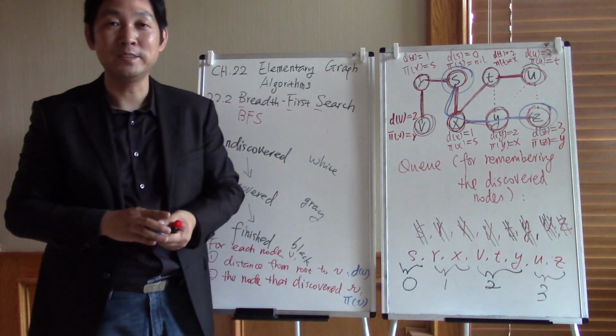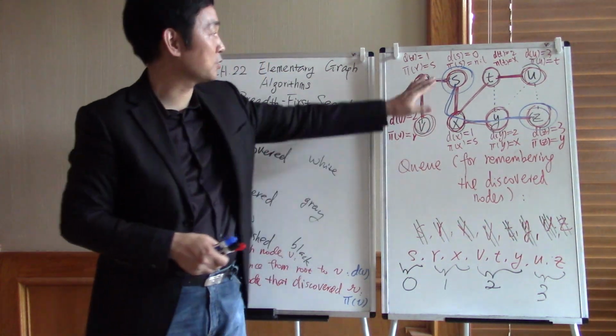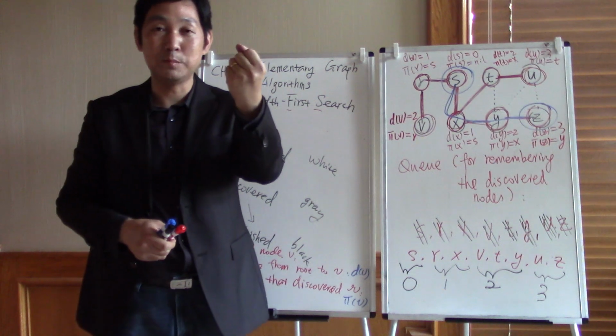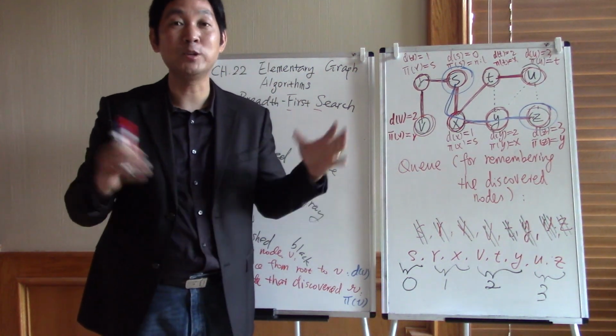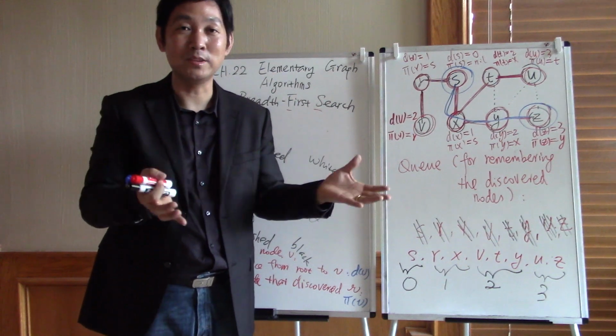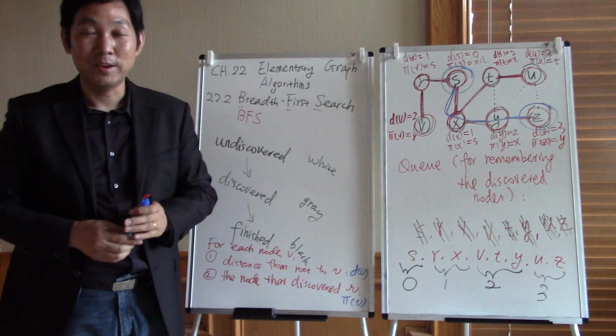So this is how we prove that this tree is also a shortest path tree, in the sense that for this tree here, the path from the root node to any other node has to be the shortest path in the original graph, not only in this tree, but in the original graph. All right, so that's a very interesting property.